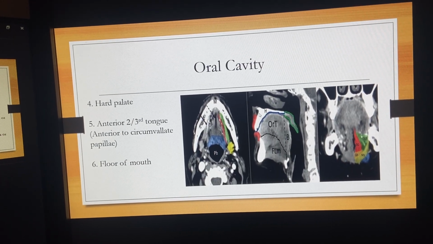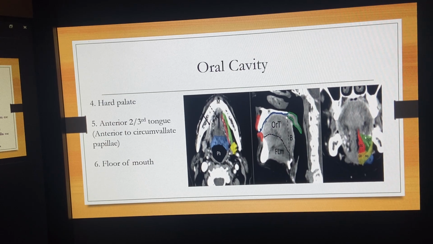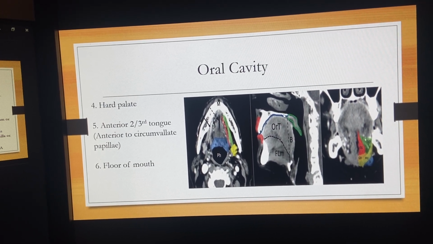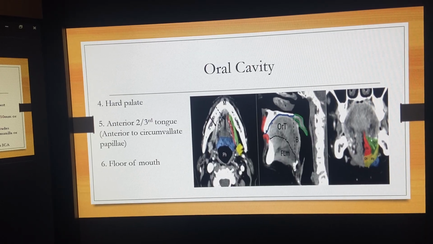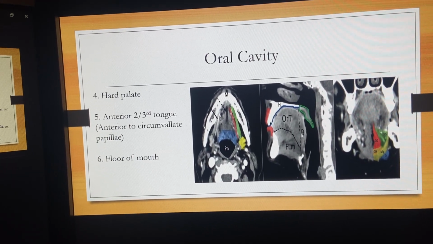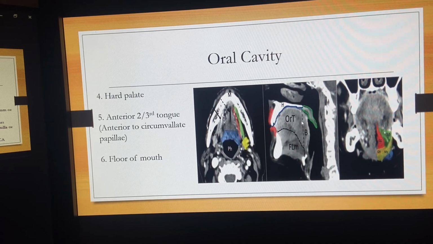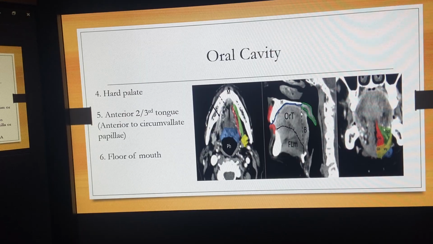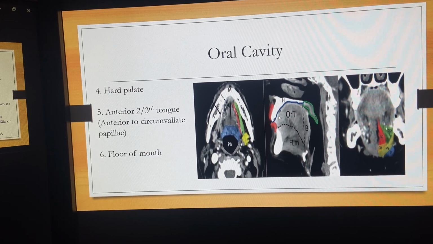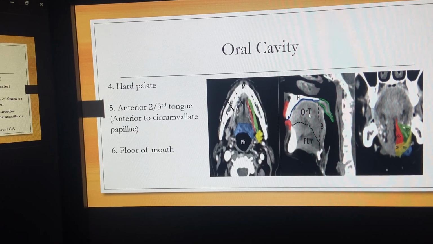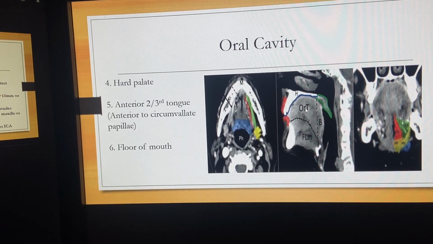The hard palate, and a line drawn from the junction of the hard and the soft palate to the hyoid bone marks the posterior boundary of the oral cavity. So the tongue anterior to this, or the tongue anterior to the circumvallate papillae, the anterior two-thirds of the tongue, the oral tongue or the mobile tongue, is within the oral cavity.